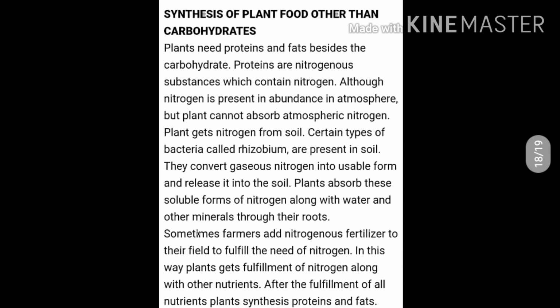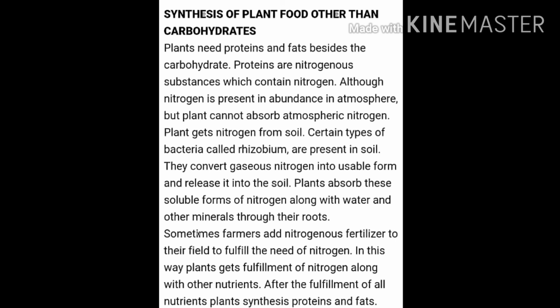Synthesis of plant food other than carbohydrates. Yes, plants also make foods other than carbohydrates, such as proteins and fats. Proteins are nitrogenous substances which contain nitrogen.